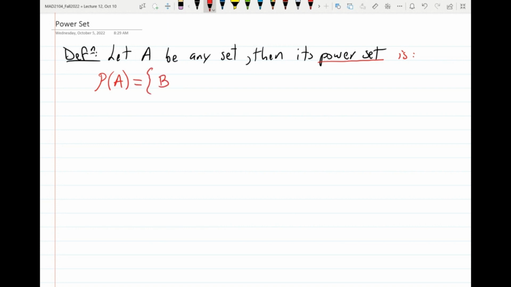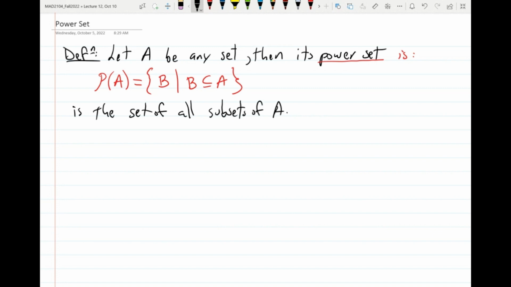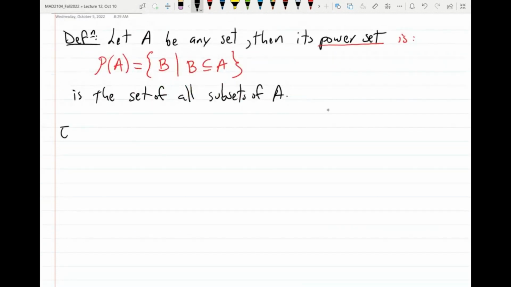It's the collection of all B's such that B is a subset of A. In other words, it's a set whose elements are all subsets of A. So in words, it is the set of all subsets of A. Okay? So for example, let me give you some examples right now.